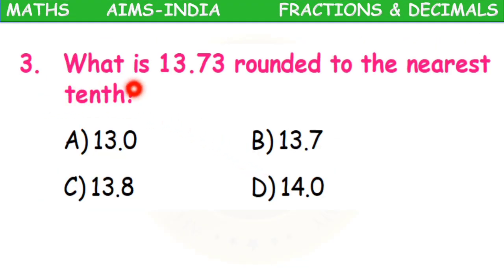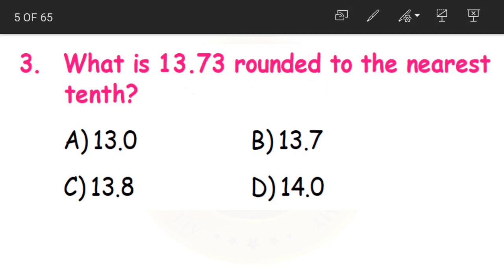Next question 3. What is 13.73 rounded to the nearest tenth? 13.73 rounded to the nearest tenth, that is the 1/10 children.